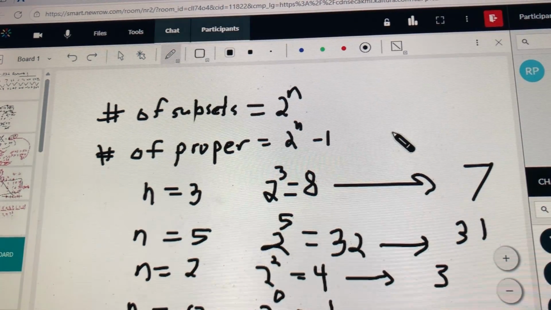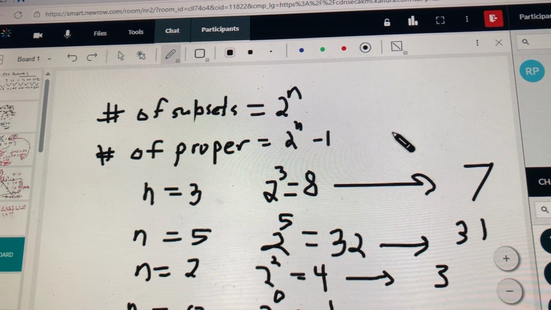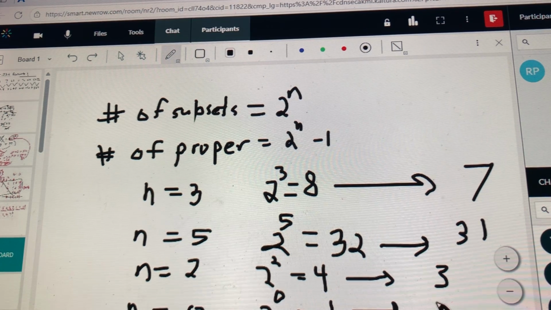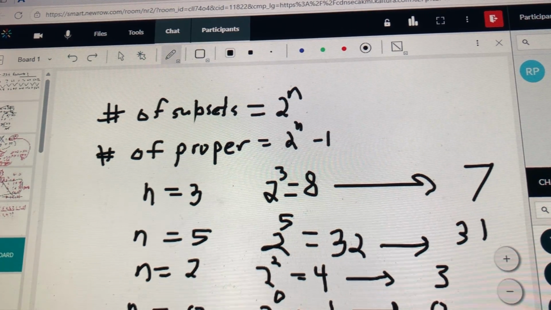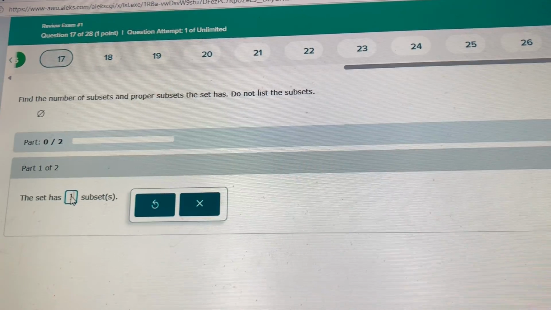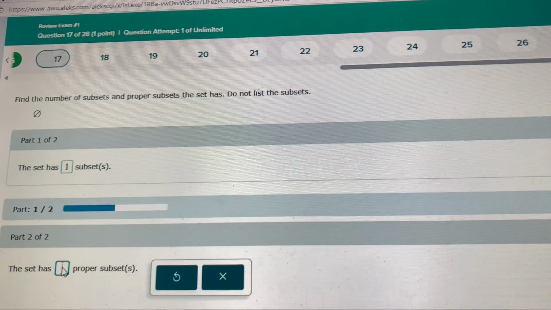Because every set is a subset of itself. So the empty set is a size 0, but it is a subset of itself. But nothing's a proper subset of itself. So the empty set has 1 subset, but it literally has no proper subsets. Because you just subtract 1. So one subset and no proper subsets.